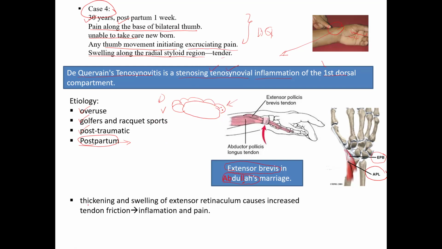So what is happening is thickening and swelling of the extensor retinaculum, which causes narrowing and creates tendon friction. Friction starts inflammation, resulting in the pain. This is how the patient developed de Quervain tenosynovitis.